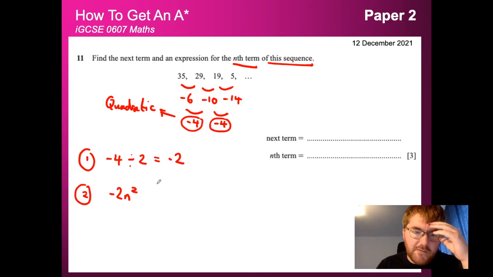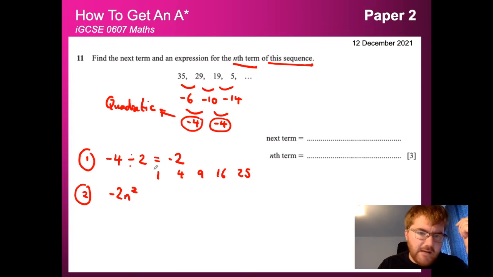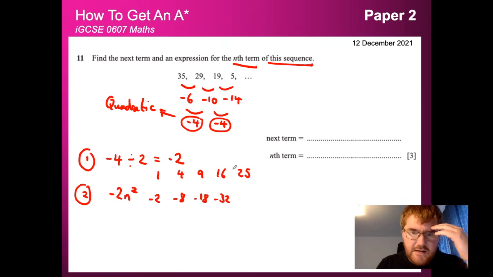So if I do that, well, my square numbers are 1, 4, 9, 16, 25. So those are my numbers. So I'm going to take each of those square numbers and multiply it by minus 2. So 1 times minus 2 is minus 2. 4 times minus 2 is minus 8. 9 times minus 2 is minus 18. 16 times minus 2 is minus 32, and the next one is going to be minus 50. Okay, so we have minus 2, minus 8, minus 18, and so on.